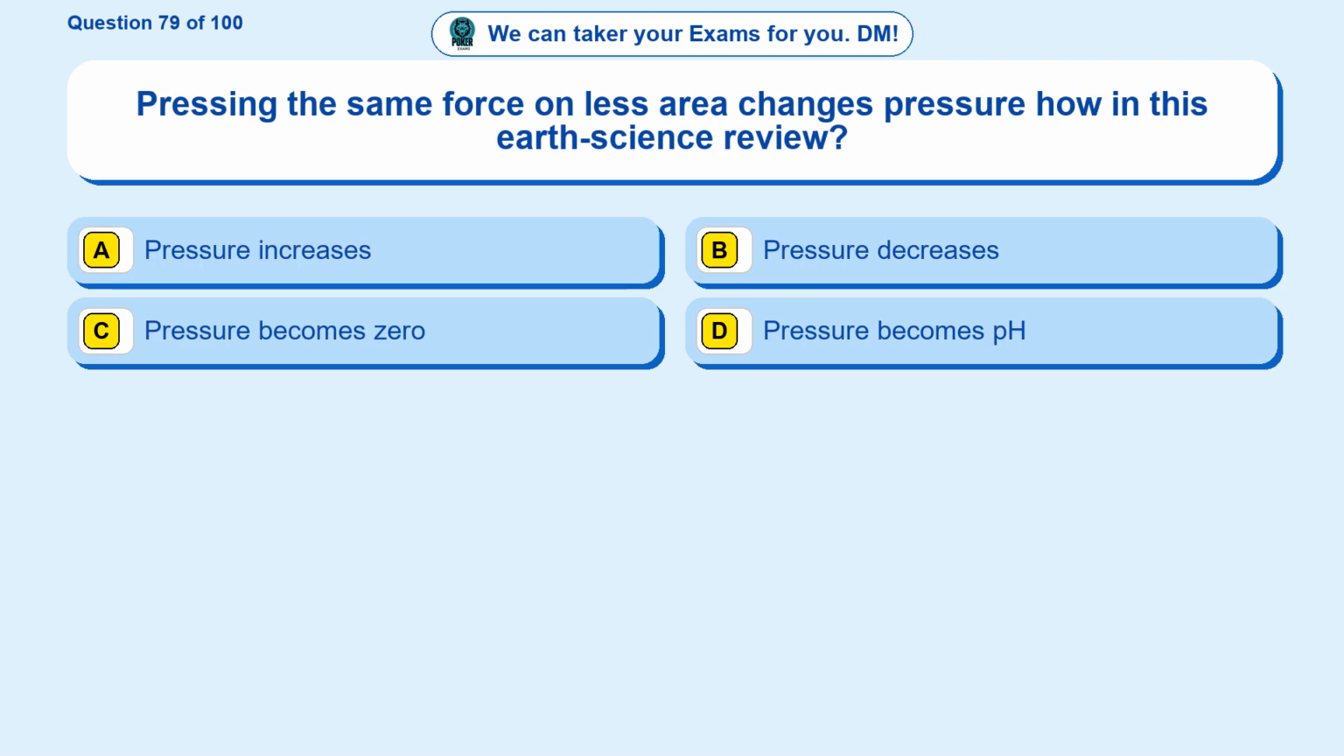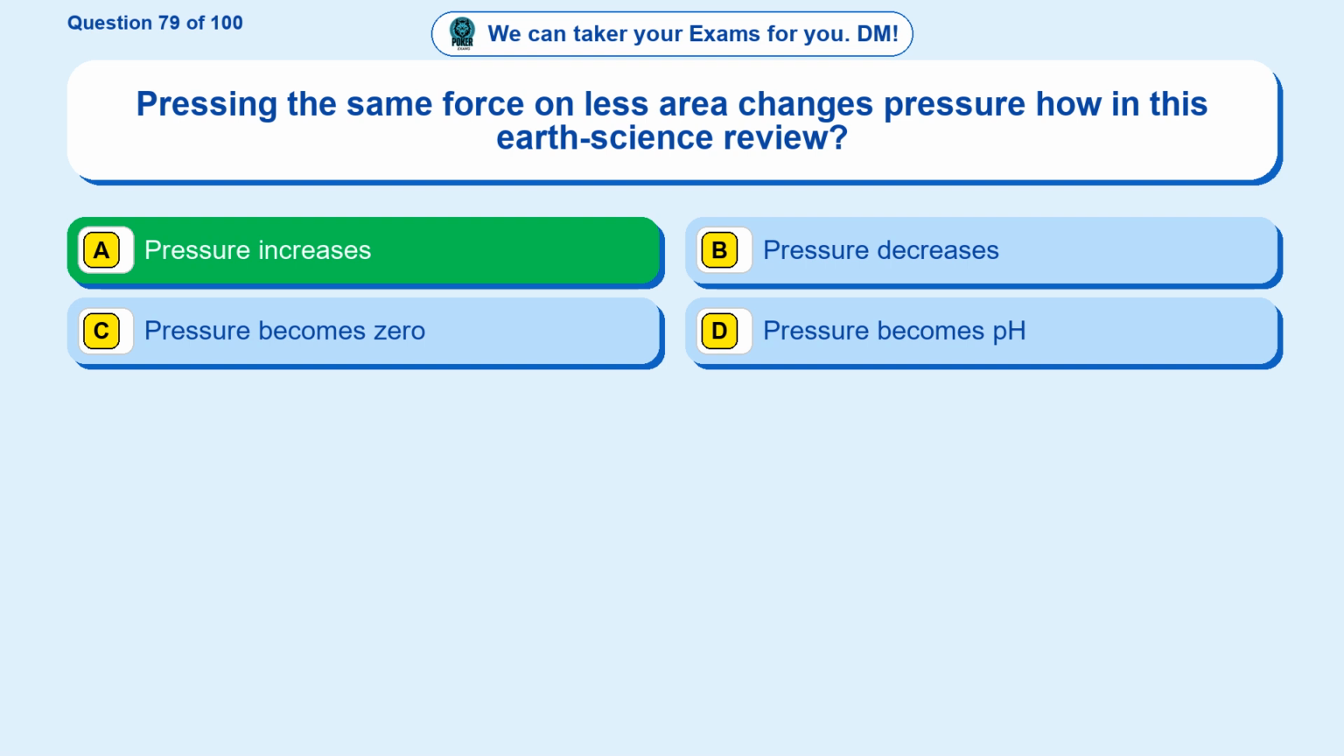Question 79. Pressing the same force on less area changes pressure how in this Earth Science Review? Option A, pressure increases. Option B, pressure decreases. Option C, pressure becomes zero. Option D, pressure becomes pH. The correct answer is option A.